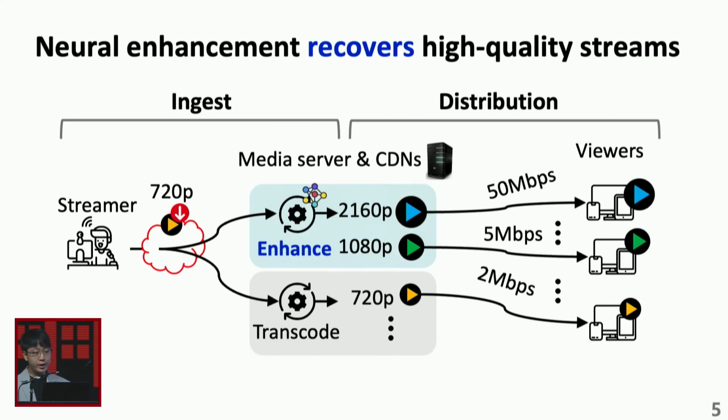To overcome this limitation, neural-enhanced live streaming has recently emerged, which incorporates the advances in deep learning. In neural-enhanced live streaming, the media server uses its own computation to apply neural video enhancement to an ingest stream to recover high-quality streams.